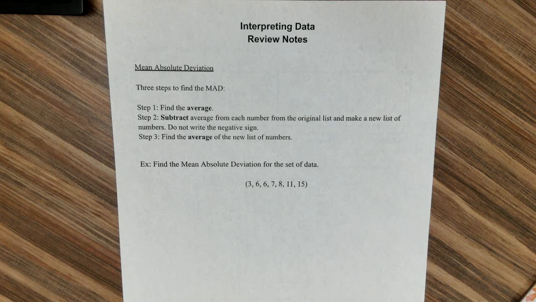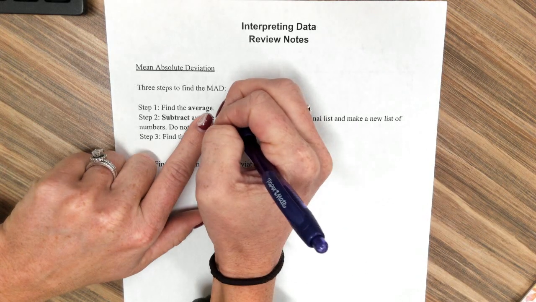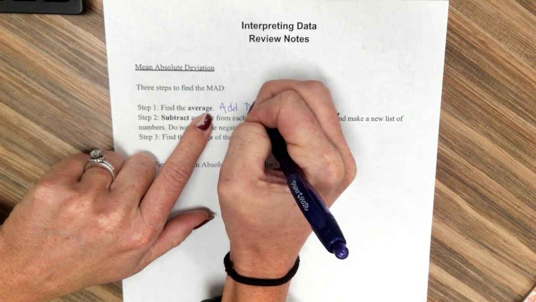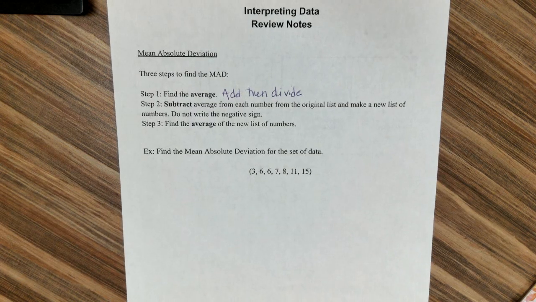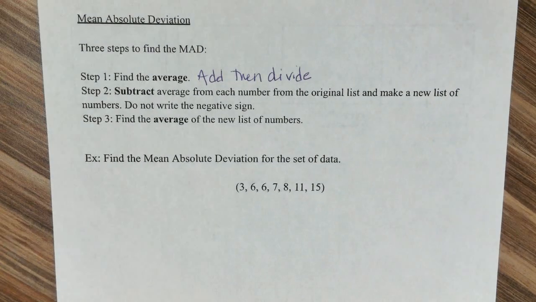Does anybody remember how to find the average? Add them up and divide by how many are there. So write this down. Add, then divide. So that's your first step. Remember that that will be an answer choice. Don't pick it though. That's not the answer.